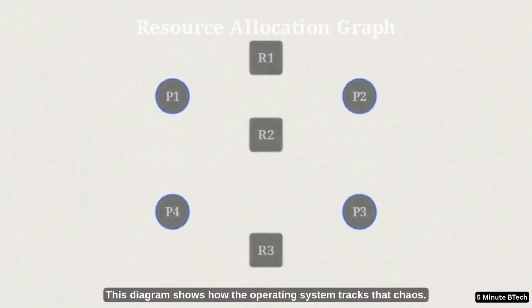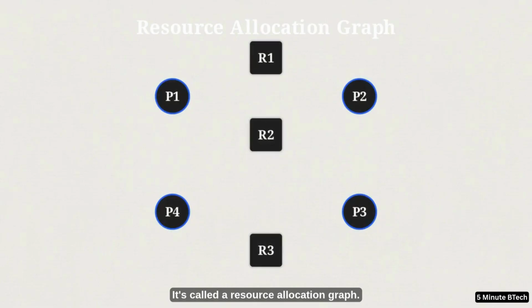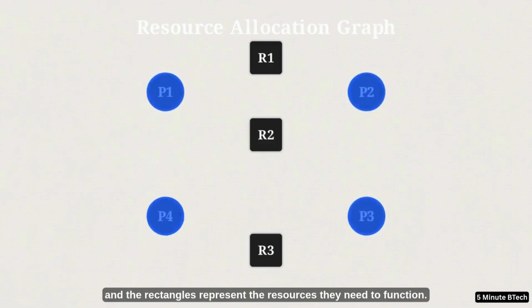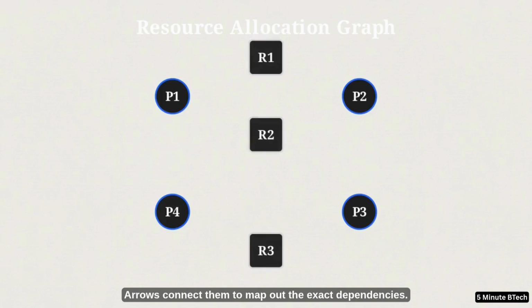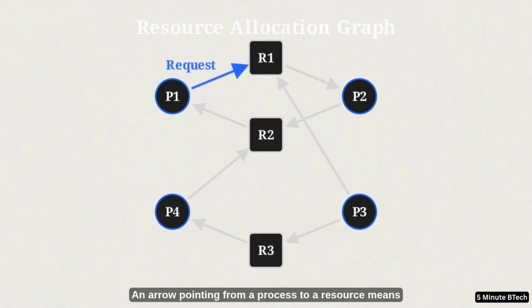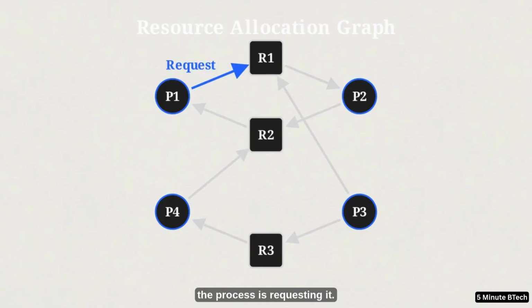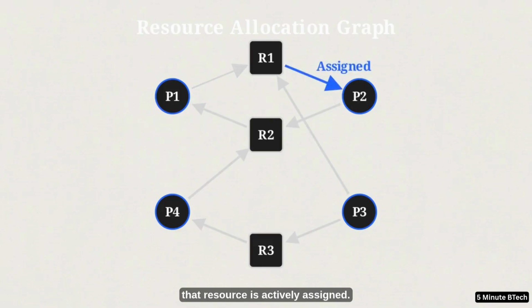This diagram shows how the operating system tracks that chaos. It's called a Resource Allocation Graph. The glowing circles represent active processes, and the rectangles represent the resources they need to function. Arrows connect them to map out the exact dependencies. An arrow pointing from a process to a resource means the process is requesting it. An arrow pointing back the other way means that resource is actively assigned.